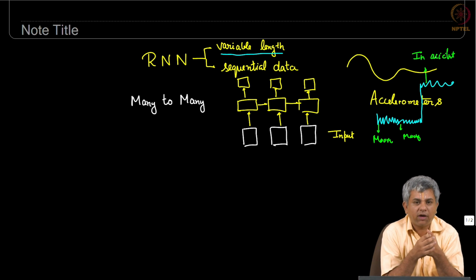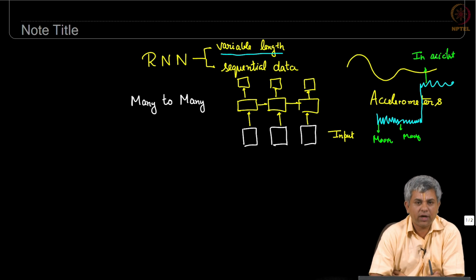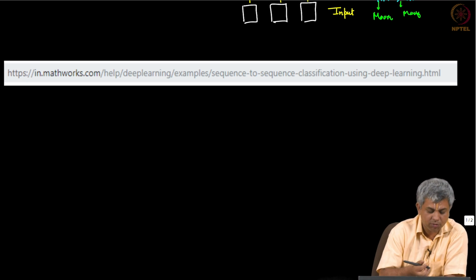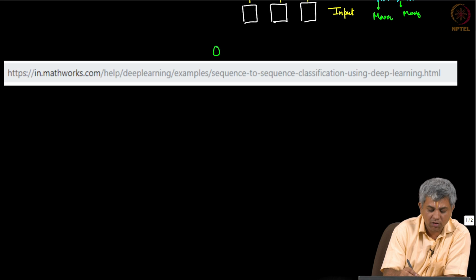So, I am going to show a variation of this actually given by MATLAB, also based on accelerometer data within a person's pocket. Okay. So, let us see that case. The example that I am going to show is from this link. This is available within your online MATLAB account for the duration of this NPTEL course.